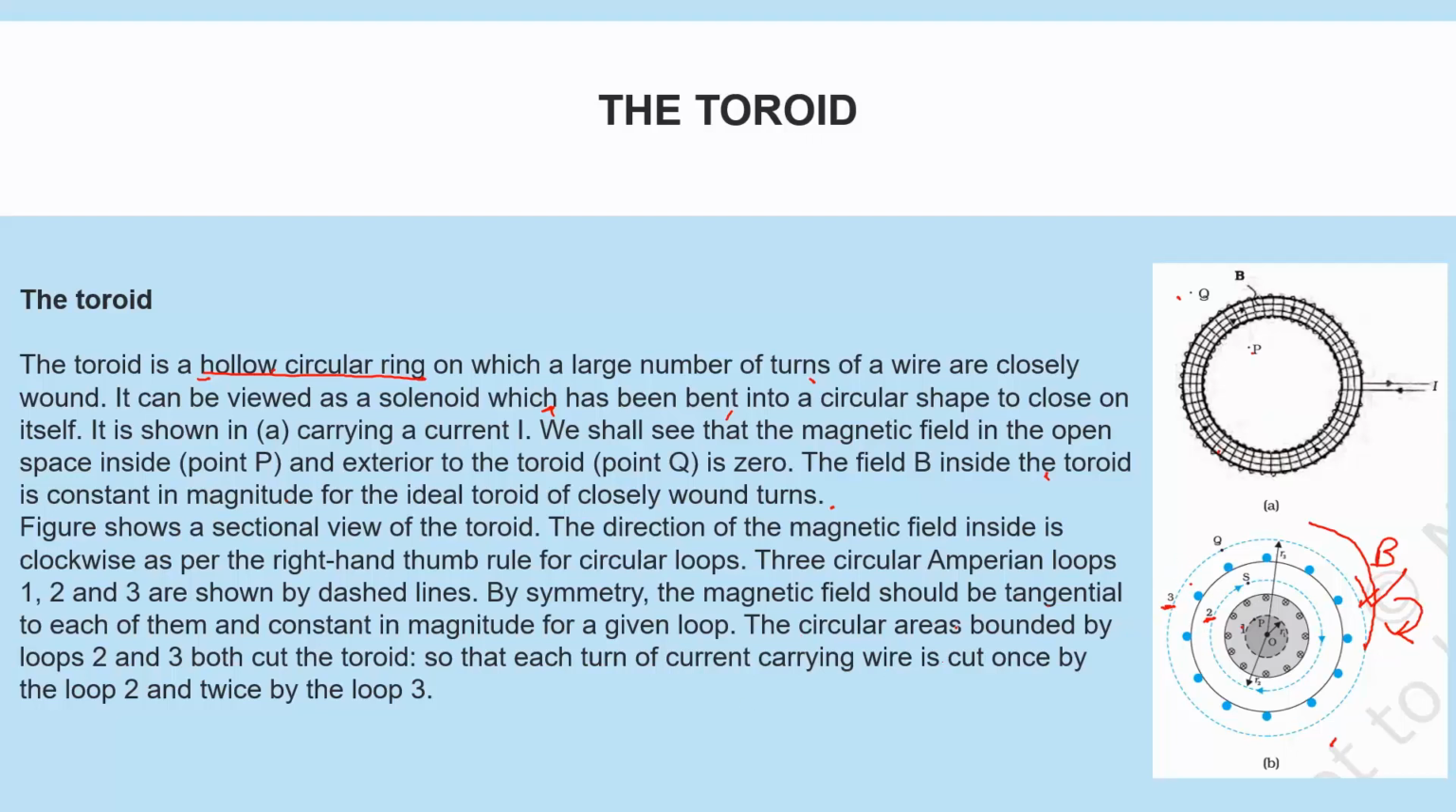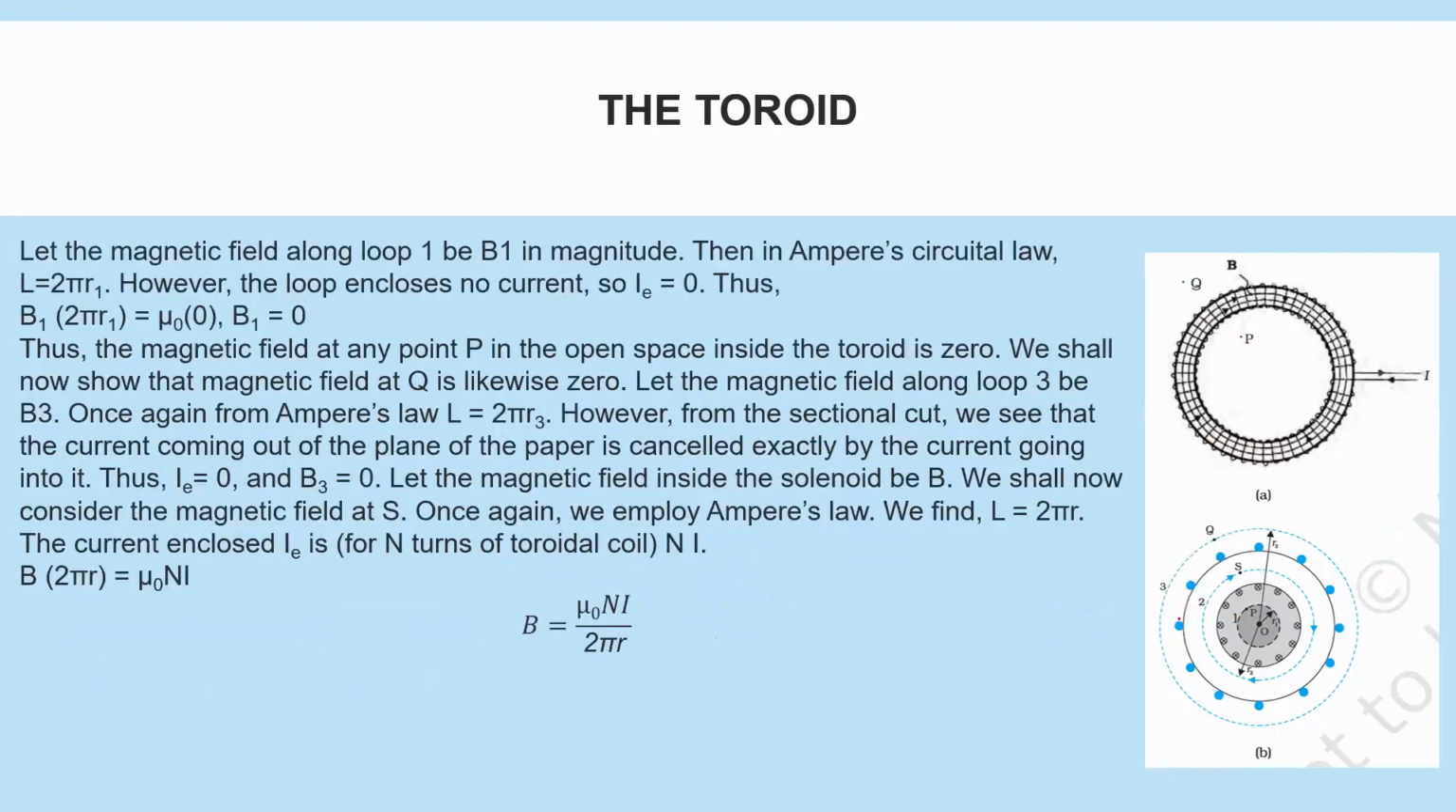Now we can say that the circular areas are bounded by loops 2 and 3 and they both cut the toroid. Okay, so 2 and 3, and this is the toroid, the turns where they are intersecting the plane. So each turn in these will be carrying a current, and it will be cut by loop 2 once and by loop 3 twice. Okay, so this is what we understand from here.